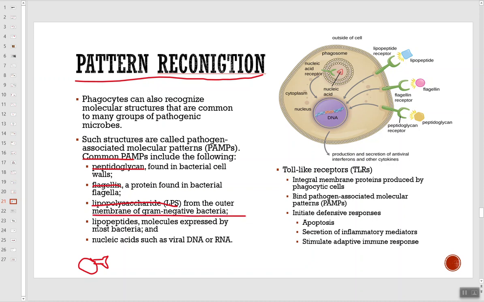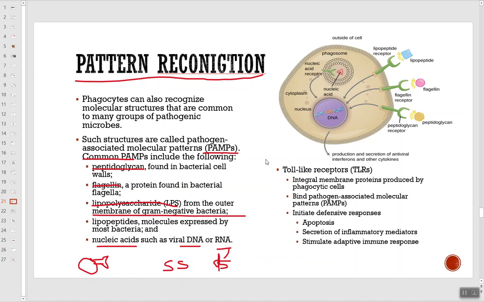Lipopeptides, molecules that a lot of bacteria will express, and nucleic acid, viral DNA, or RNA. Our RNA, if you recall, is always single-stranded, but there is such a thing as double-stranded viral RNA. There is single-stranded viral DNA. Those things don't exist in us. So these structures are pathogen-associated molecular patterns, PAMPs. These are just things that are common to a lot of bad guys that we can detect.